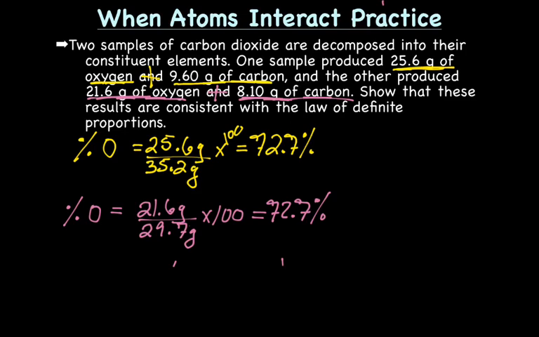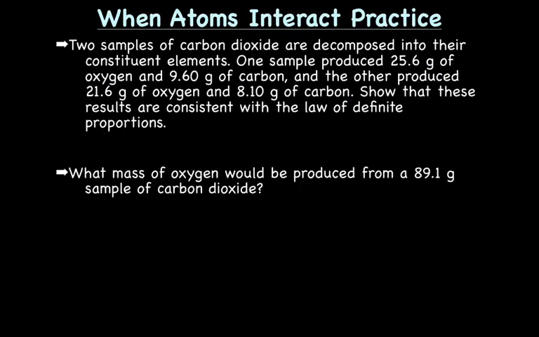So these results are indeed consistent with the law of definite proportions because we have the same proportion of oxygen, even though the sample is different and the total mass of the sample was different. They're still combining in the same proportions. Okay, so let's try one more practice problem. What mass of oxygen could be produced from an 89.1 gram sample of carbon dioxide?